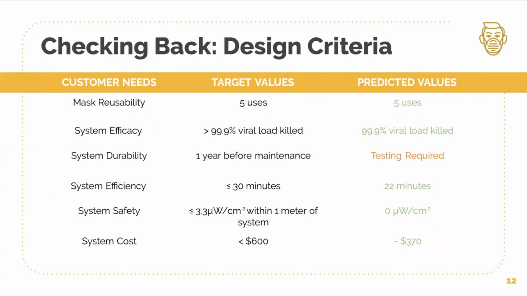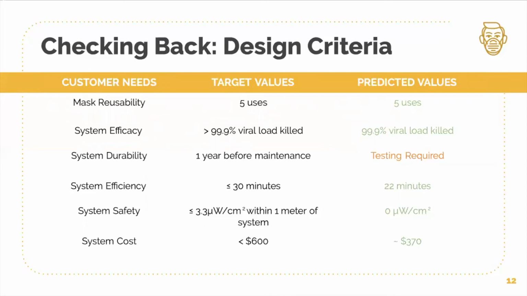We expect that our suggestions will help the system meet many of our design criteria. The mask will still be disinfected for the necessary 5 uses as suggested by literature, and the viral load test will ensure that 99.9% of the virus is killed. The durability of the system would require further testing once the system is in use. The system would still take around 22 minutes per cycle, and this would be measured based on the illumination of the lamps and the 1 joule per centimeter squared dosage that is required.